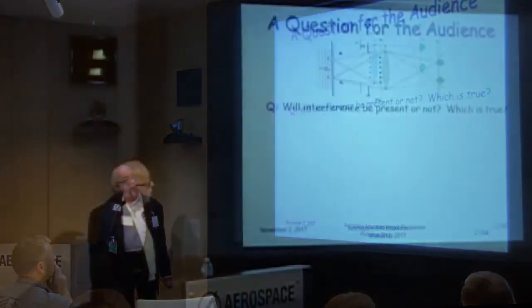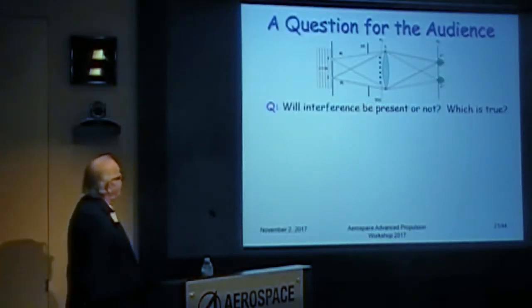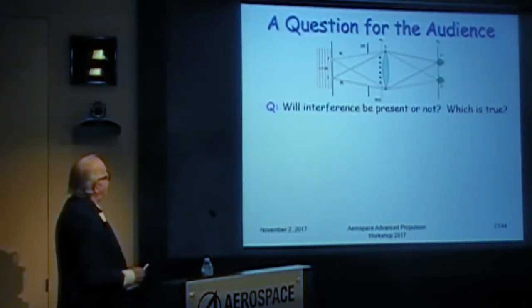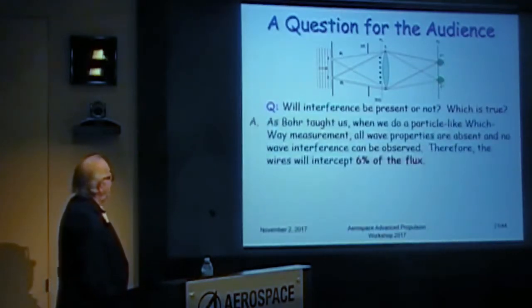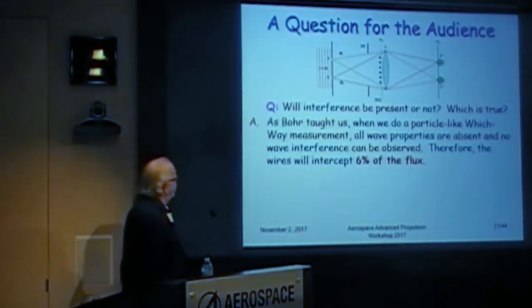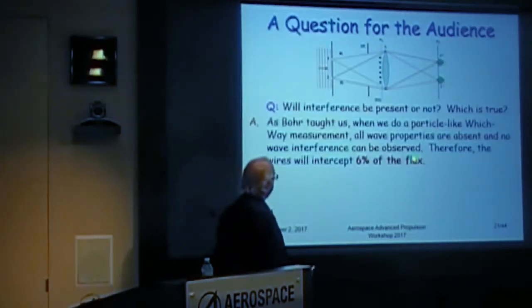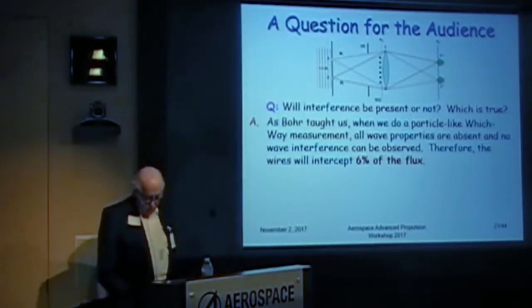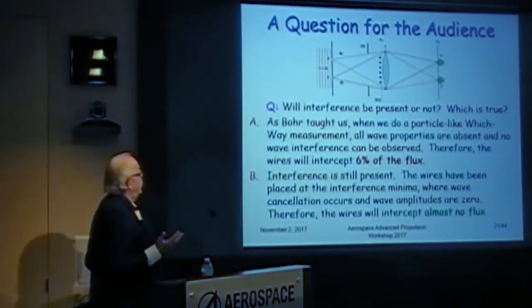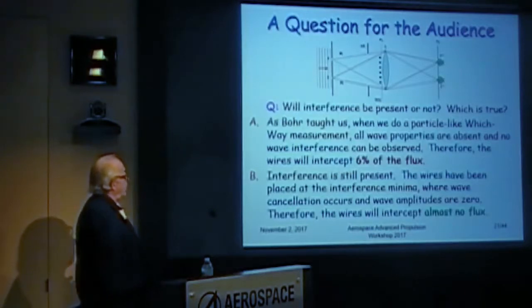Okay, now I have a question for the audience. The question is, will interference be present or not in this situation? We're doing a which-way measurement, and option A is that as Niels Bohr taught us, when we do particle-like which-way measurements, all the wave properties are absent, and no wave interference can be observed. Therefore, we should see 6% of the flux. Option B is interference is still there. The wires have been placed in minima where there's cancellation and the wave amplitudes are 0. Therefore, the wires will intercept almost no flux.